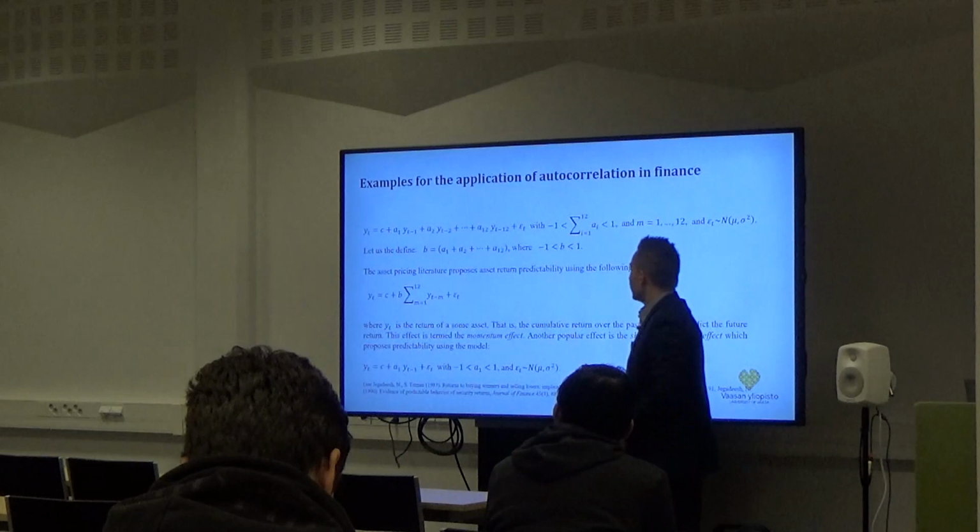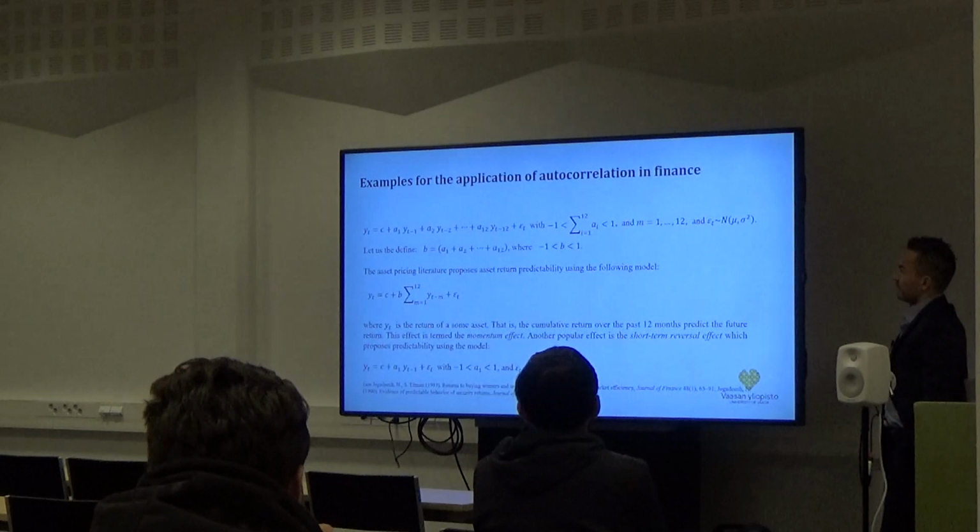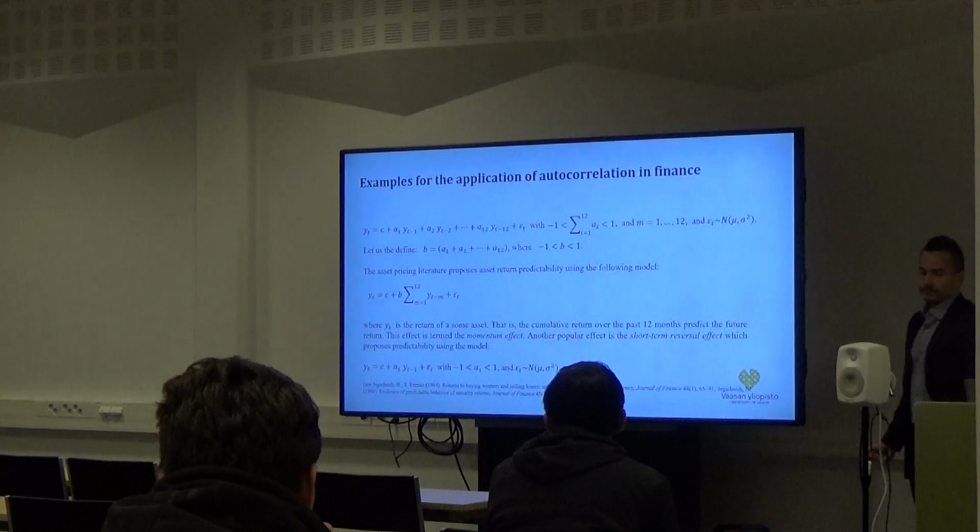So is this clear to everybody? That's dependency. That's how you measure dependency of financial assets. So you use basically autocorrelation methods here.